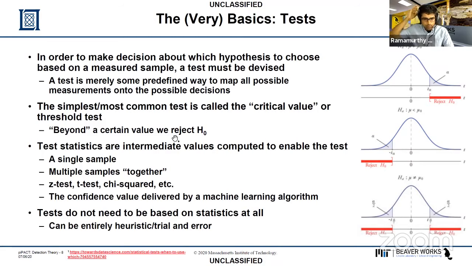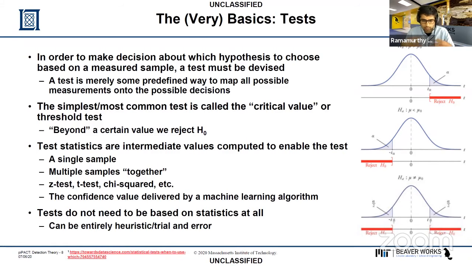Test statistics are basically intermediate values you use to compute the test. The test statistic could be as direct as the sample itself, right? That RSSI measurement directly, but it could be more complicated. It could be, I take multiple RSSI measurements together and I do something with them, for example, average them together. And so the average of multiple samples is my test statistic, all right? And then I apply a test to that statistic.